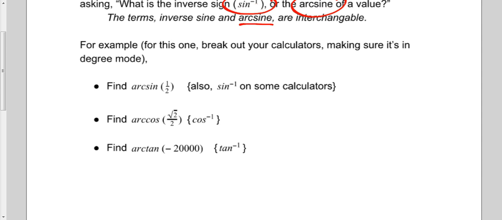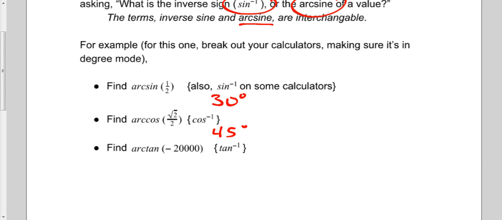Now, do arc cosine of square root of 2 over 2. What'd you get? 45. So this one was 30 degrees. This one was 45 degrees.